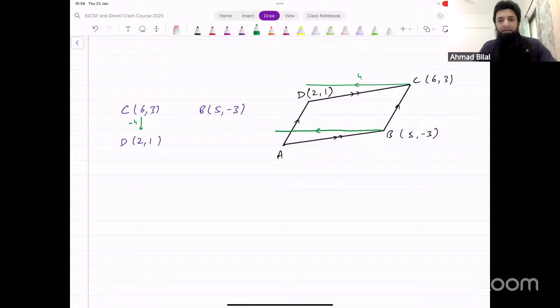So in order to go from B to A as well, since it's a parallelogram, the opposite sides are equal and parallel. In order to go from B to A as well, you would have to go 4 units to the left. So you go 4 units to the left, and that will give you the x coordinate of A, which is going to be 1.